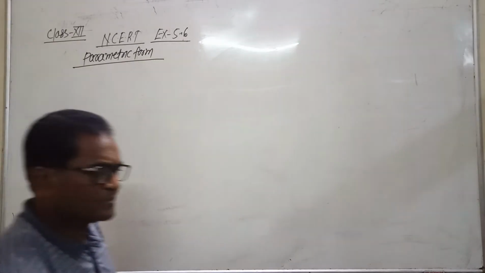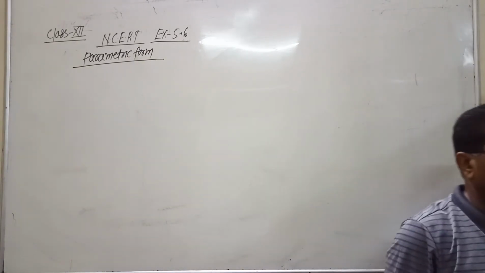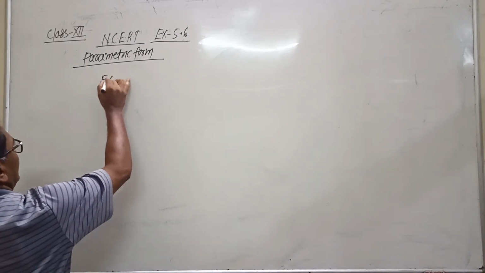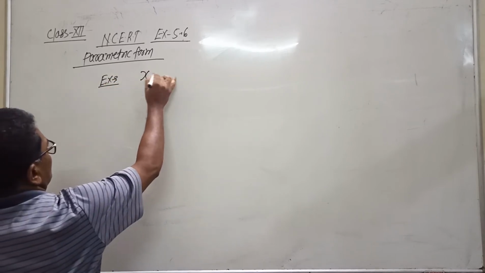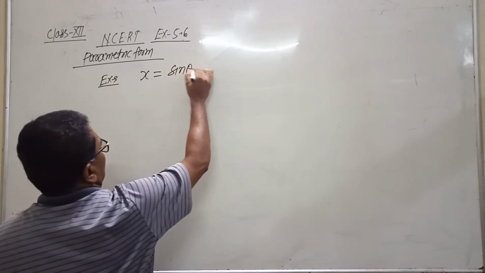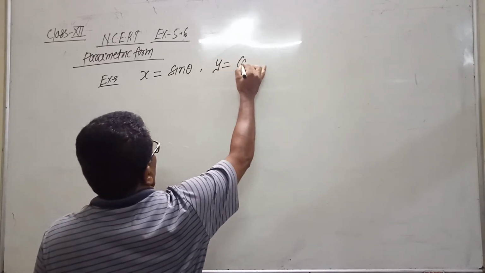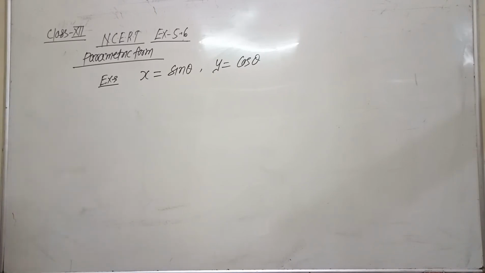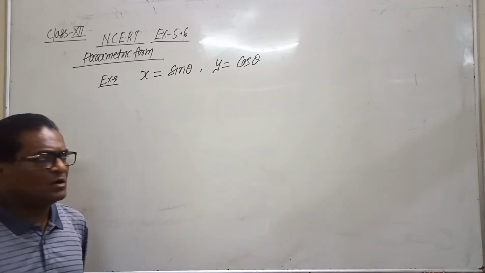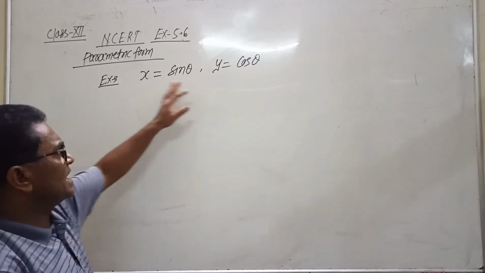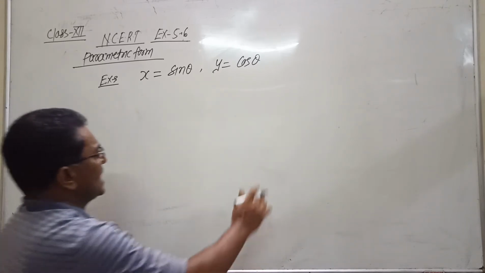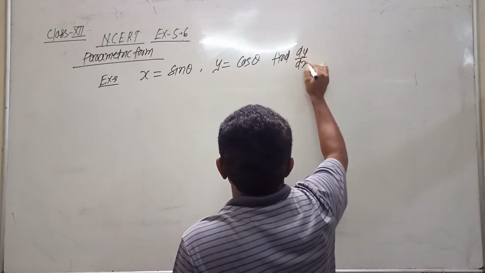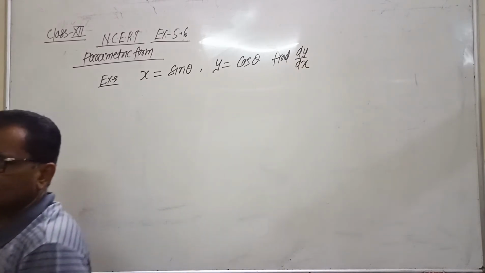In this form, we will have two functions given. As for example, let x equals sin theta and y equals cos theta. In every question, you will have two functions, x and y given, and we will have to find dy by dx. In each of the questions, we will have to find dy by dx.